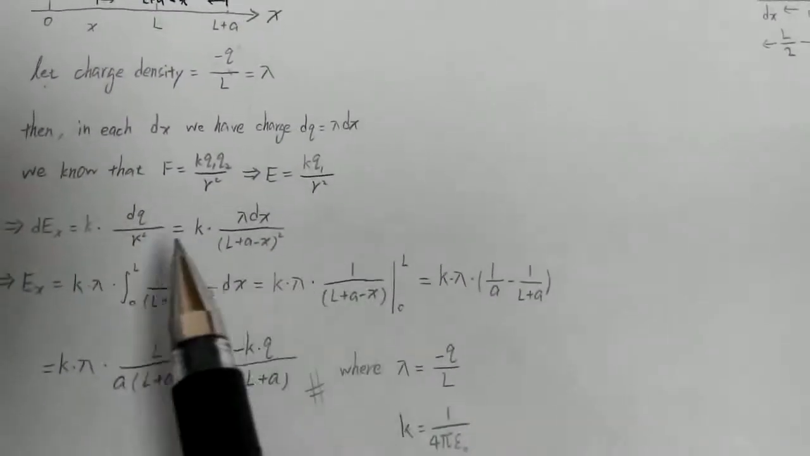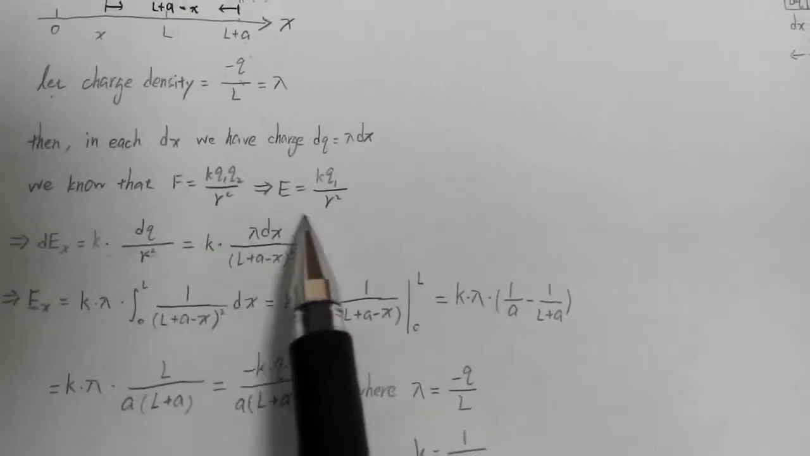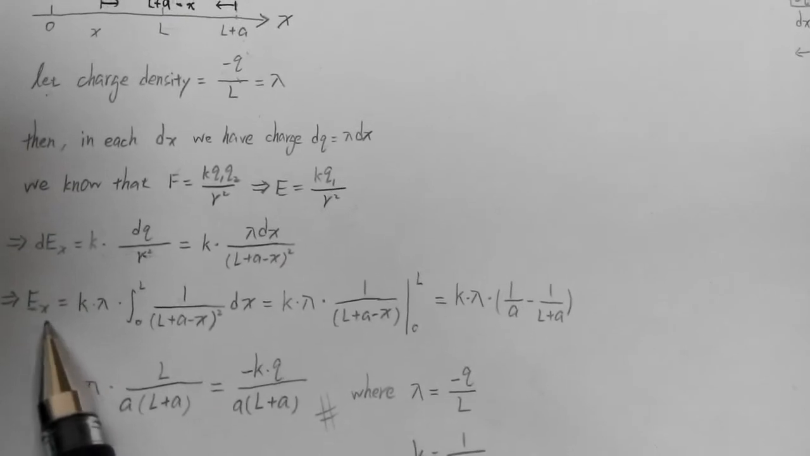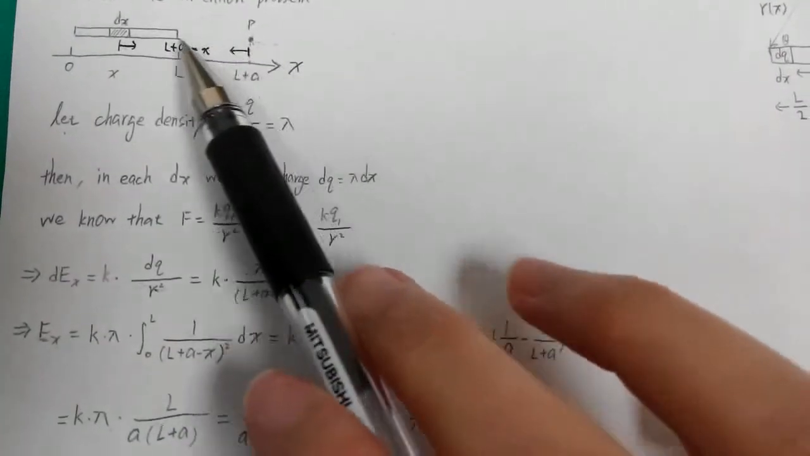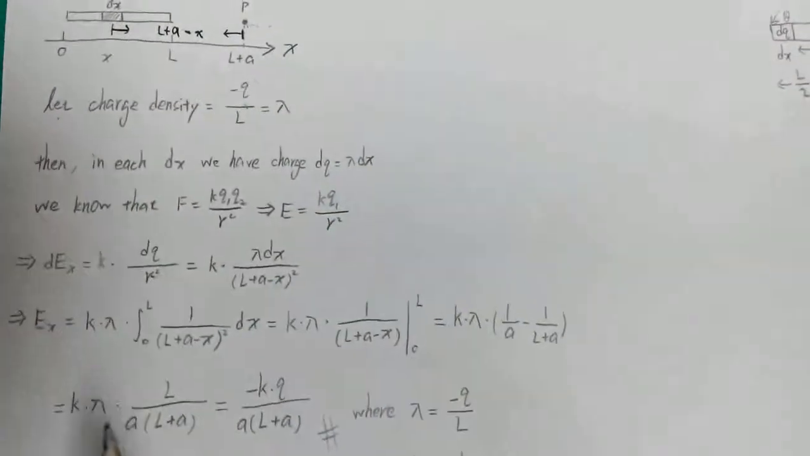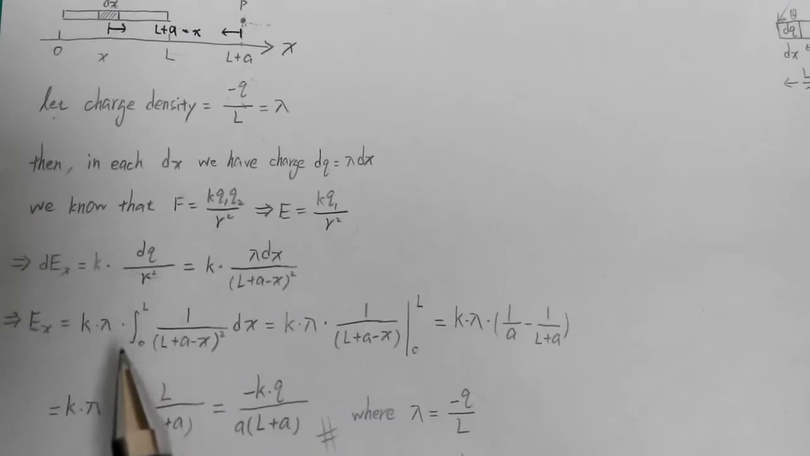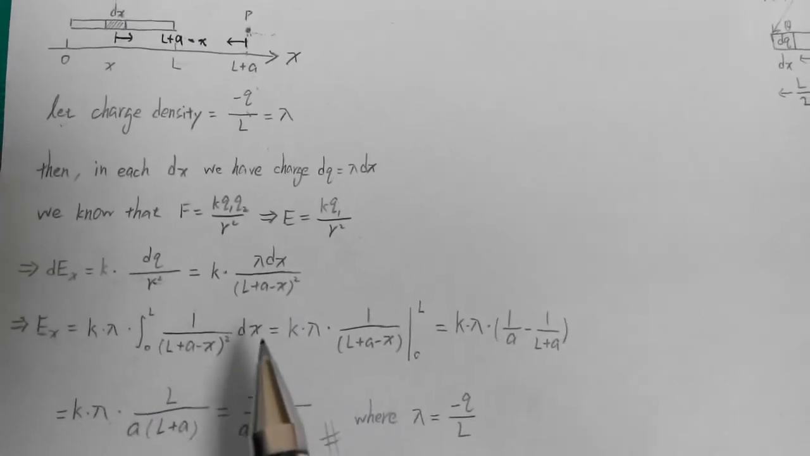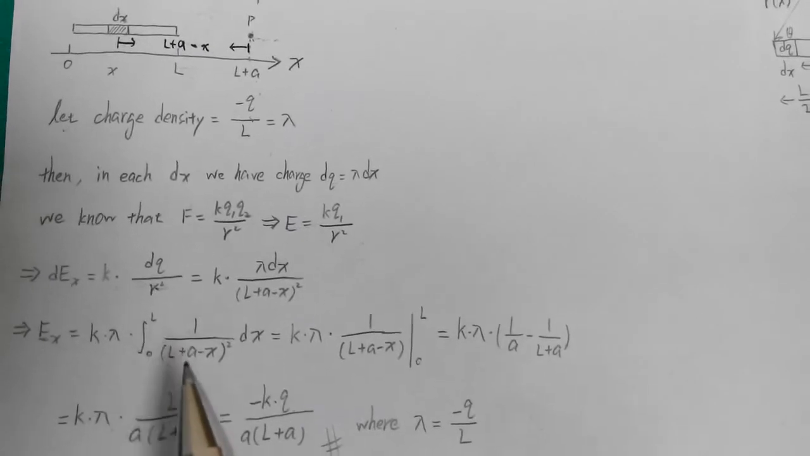Okay, so now we already have dE here. When we calculate the whole electric field at this position P due to this line, k lambda will be constant, so it is independent of the x direction, and we can take it out of the integration.